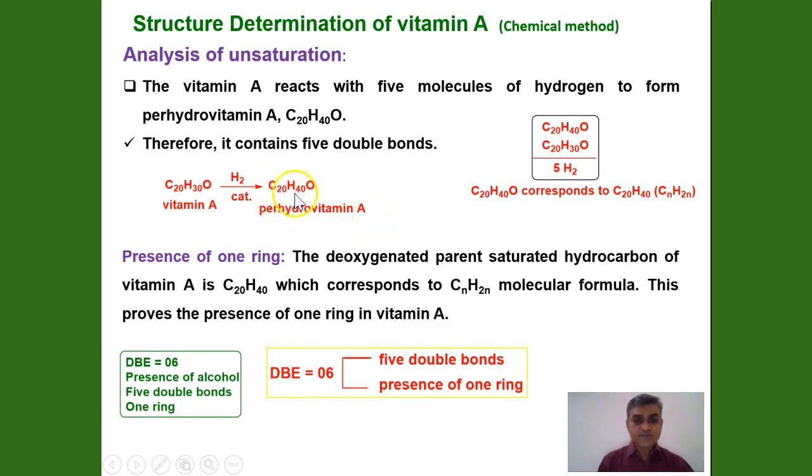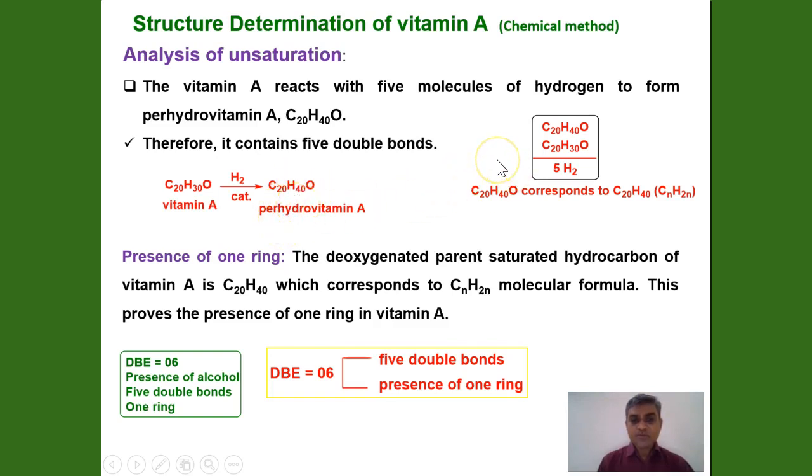So if you subtract the molecular formula of the hydrogenation product, that is C20H40O, from the vitamin A molecular formula, we see that it has consumed 5 molecules of hydrogen. Consumption of 5 molecules of hydrogen by vitamin A means that it contains 5 double bonds. So out of 6 degrees of unsaturation, vitamin A contains 5 double bonds.